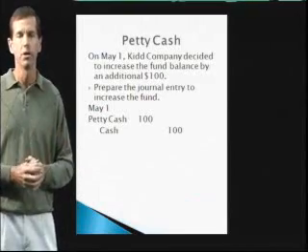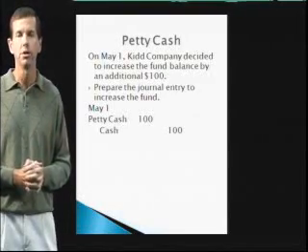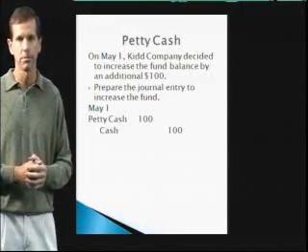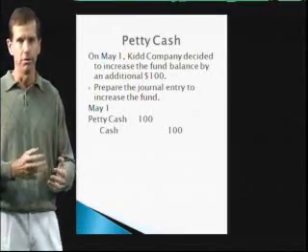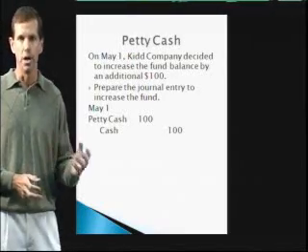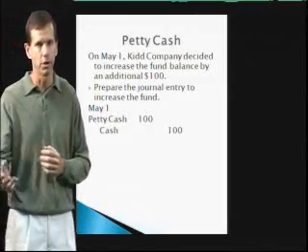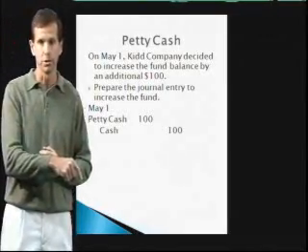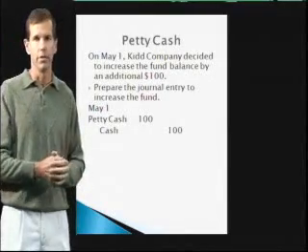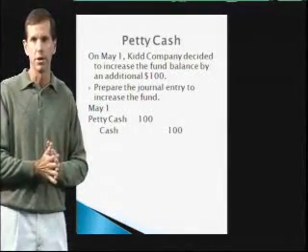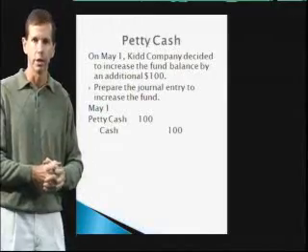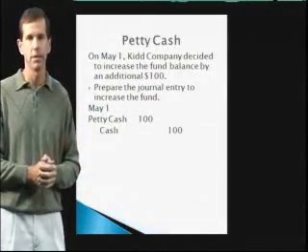So in summary, to establish the fund, you debit petty cash, credit cash. To replenish the fund after you've used it for a period of time, you will debit all your expenses and credit cash for whatever amount of cash you need to go to the bank to get it back up to its original level. Then the third thing that can happen is if you decide to bring your balance up higher, you'll again debit petty cash and credit cash.